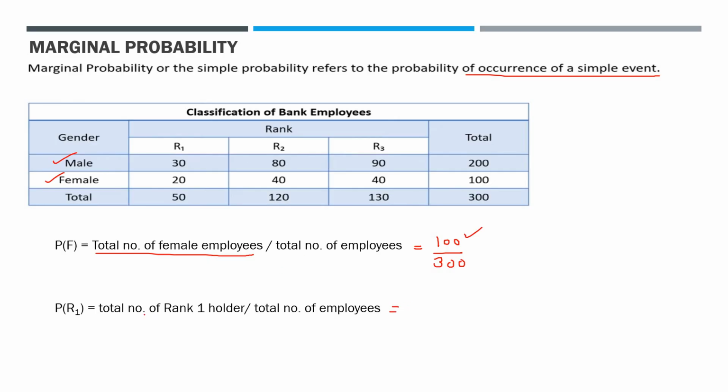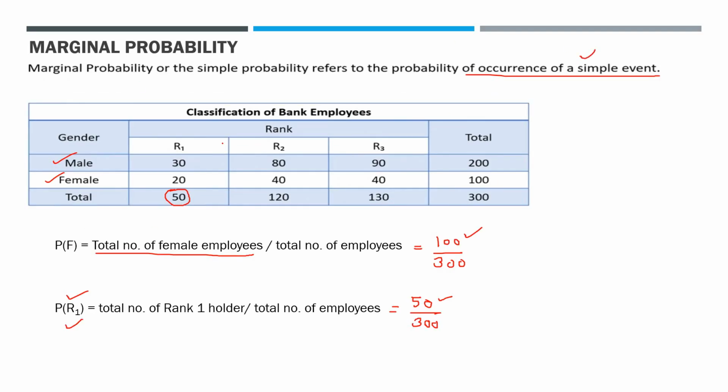Now we can calculate this based on rank 1 holders also. If we take the probability of rank 1 holders, the total number of rank 1 holders is equal to 50. And what is the total number of employees? That is equal to 300. Out of 300 employees, 50 are rank 1 holders. It may be male and female. And this is the probability of getting the rank 1 holders.